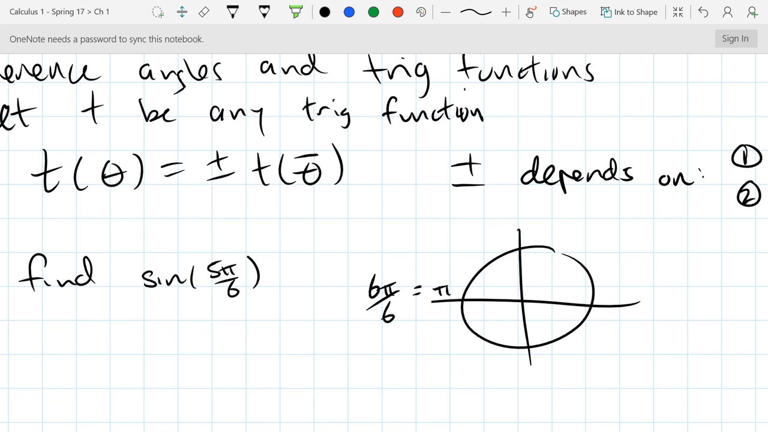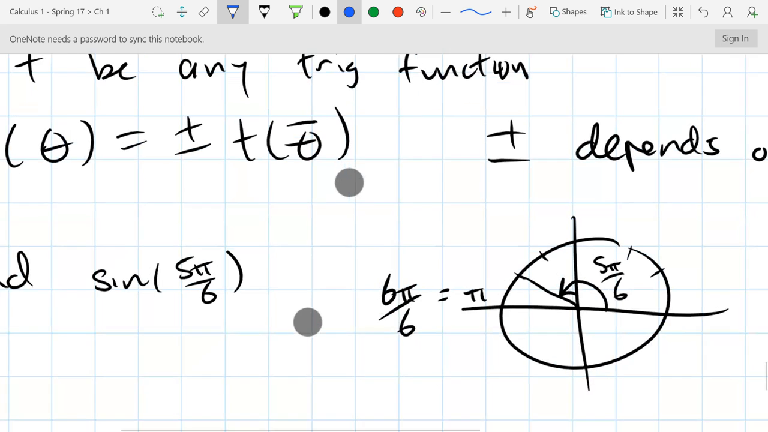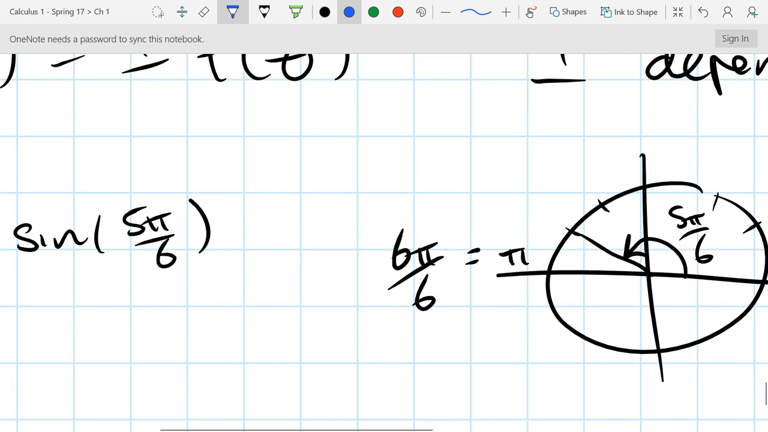So cut this into 6 pieces. We're going 5 of those 6. 1, 2, 3, 4, 5, 6. So there is 5 pi over 6. I'll switch to the blue marker. I didn't leave myself very much room to write theta down here, so I'll try to squeeze that in, or theta bar, I should say. There's our little theta bar.